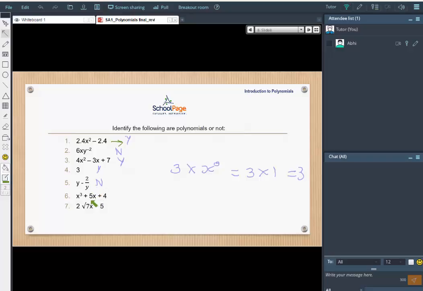Correct. Now, is this a polynomial? Yes, ma'am. And the next one? Next one is yes, ma'am. Why? Because the coefficient here is 2 root 7, so the power of x is still 1. So this is a polynomial. Have you understood? Yes, ma'am, I got it.